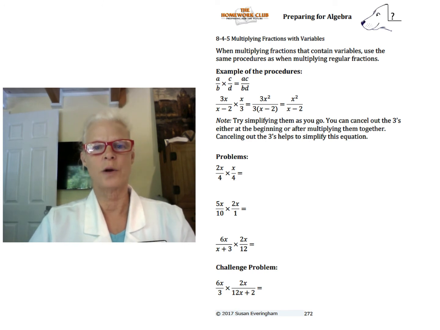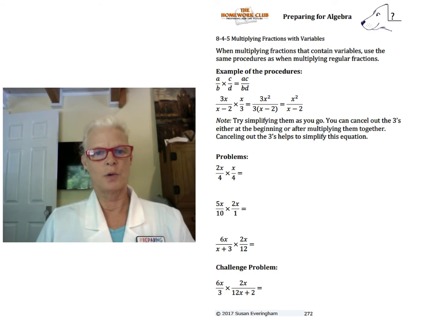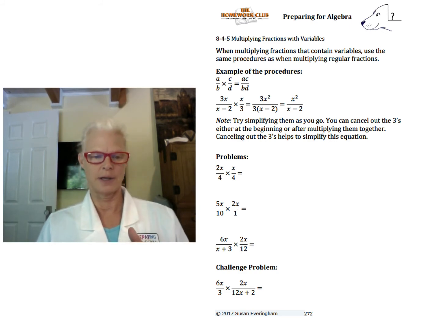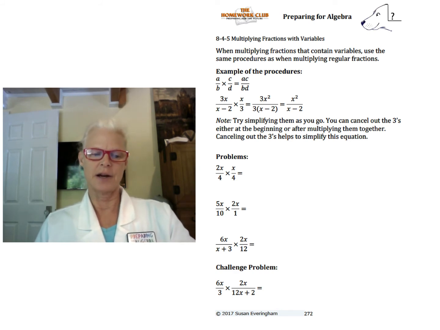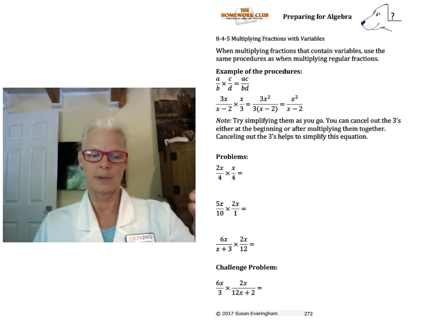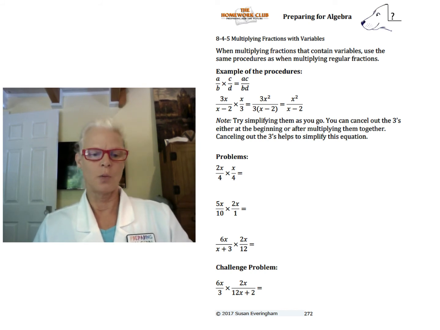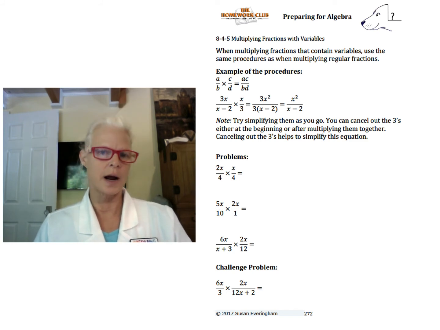Multiplying fractions with variables. We're going to use the same procedures as when we multiply just normal fractions. Numerator, numerator, denominator, denominator, as you can see in the example of these procedures. The difference here is when you end up with a 3 on the numerator and a 3 on the denominator, and they're both multiplication, you can actually cancel out both those 3's now. You don't have to wait and reduce it later on. So that's what I did here.